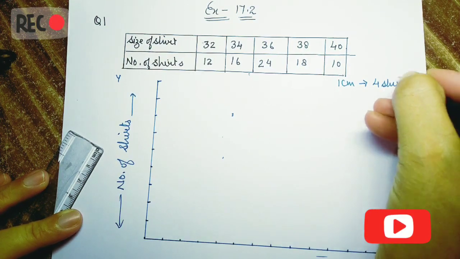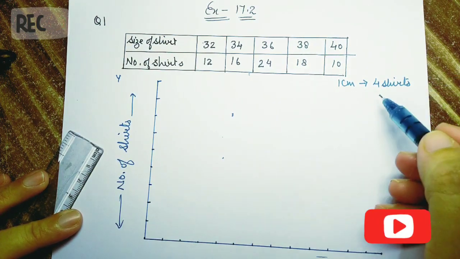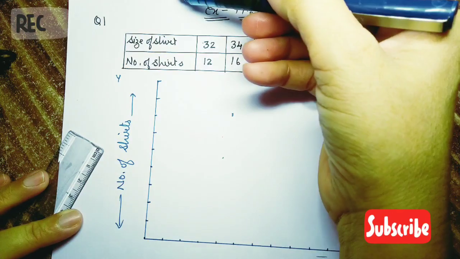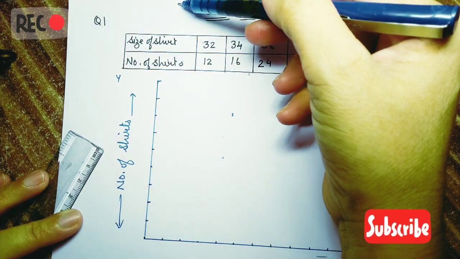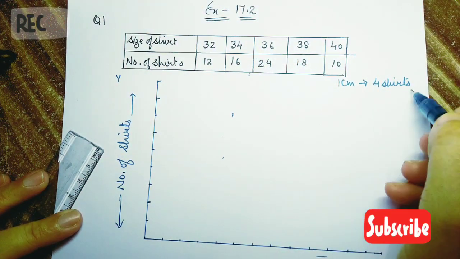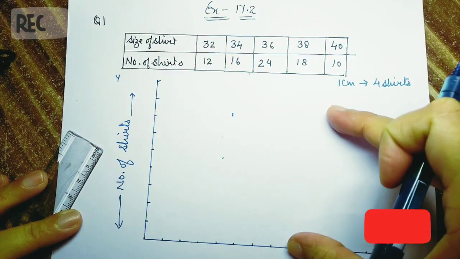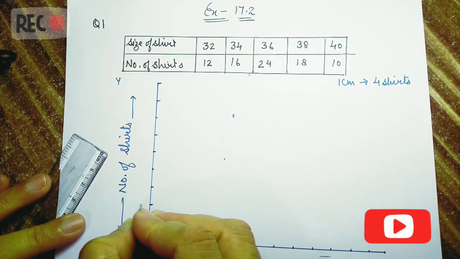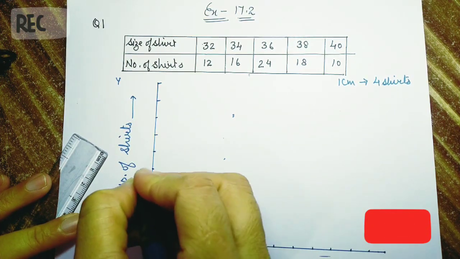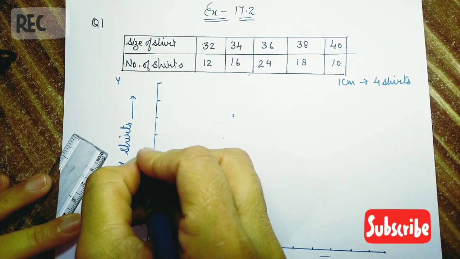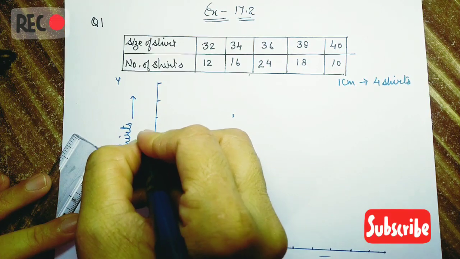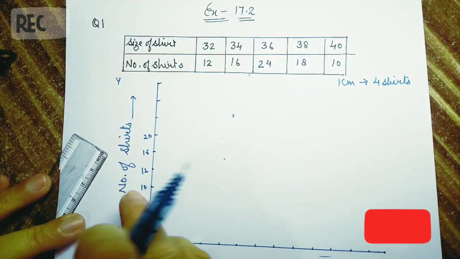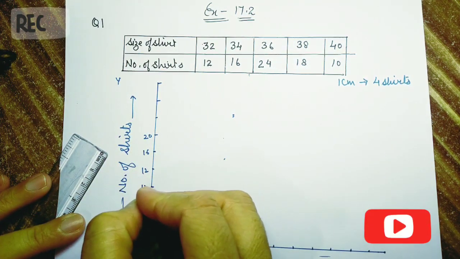Students, you can take any scaling. If you take a small scale, then the height of the bar graph will increase, and if you take a large scale, then the height of the bar graph will decrease. So here I took the difference of 4, 8, 12, 16, 20. Okay, here will come 12.